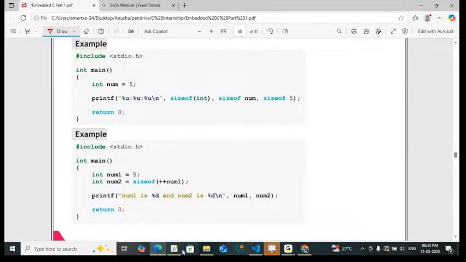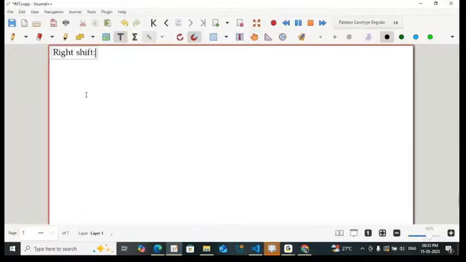Now right shift has two types. We have a signed right shift and an unsigned right shift. Don't worry much about this, just remember it like this. Unsigned right shift. Or I think I'll directly say only right shift.